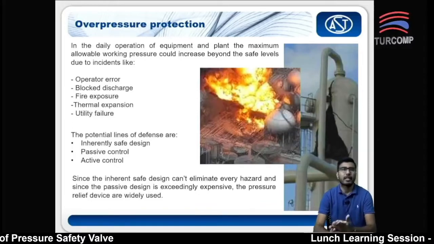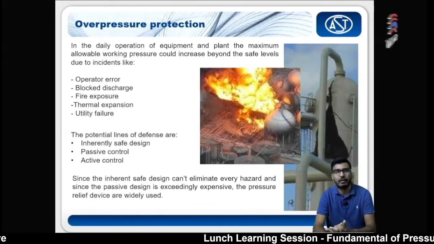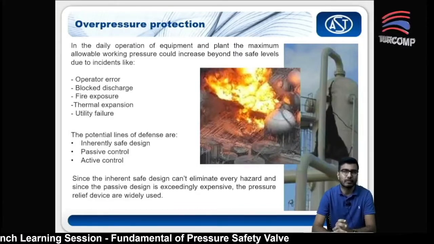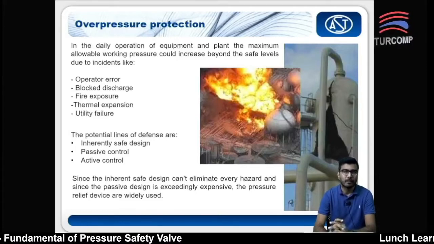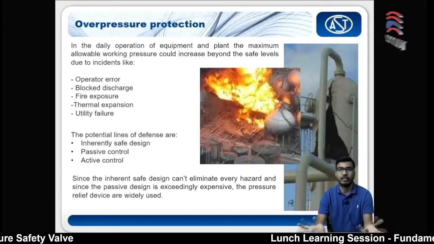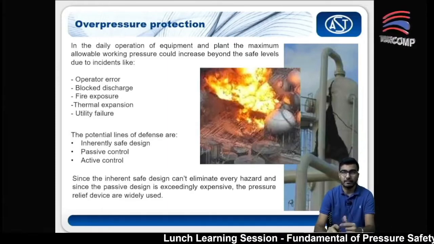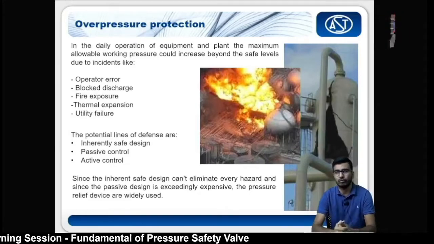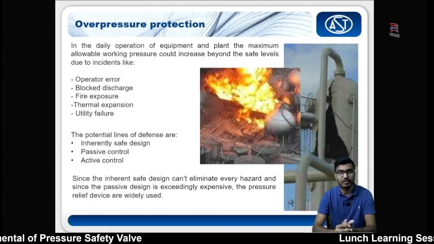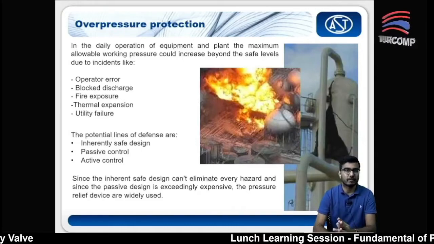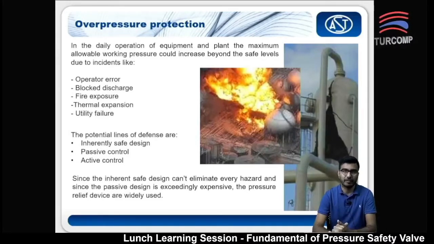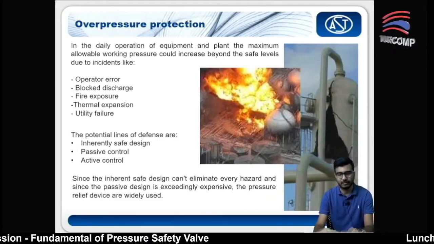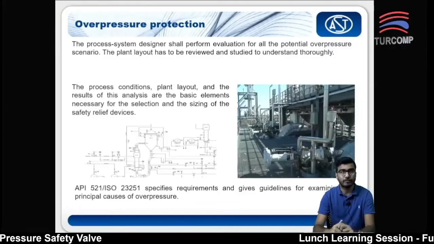So normally in a plant you will have practically three potential lines of defense. So the first one is inherent safe design, passive control, and active control. Since the inherent safe design can't eliminate all the hazards, and since the passive design is exceedingly expensive, meaning you need to upgrade your equipment to very expensive equipment, one of the ways that you can look at is to actually use a pressure relief device. So these are the common solutions that we use in many plants. So let's just move on.